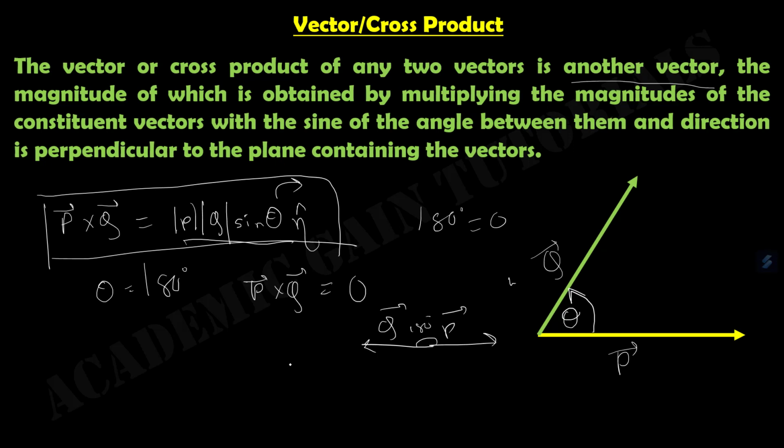And we have to remember, when theta equals 0 degrees, their cross product must be 0, and theta being 0 degrees means they are parallel to each other. And when theta is 180 degrees, the cross product will also be 0, because this time they are parallel to each other but in the opposite direction.